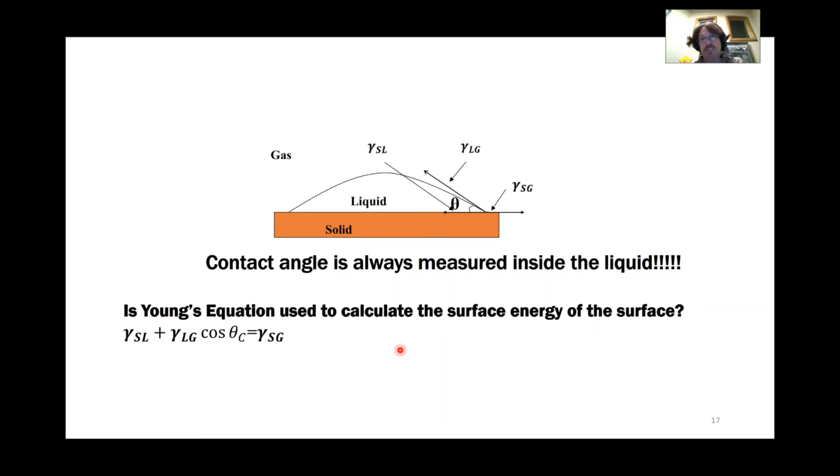So I want to pose this question to you now. Is Young's equation used to calculate the surface energy of the surface? You could also say, is it used to calculate the surface energy of the liquid as well? So is it used to calculate Lg and Sg? Is it?